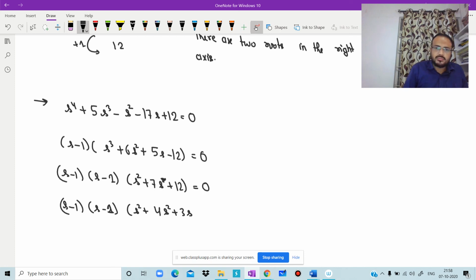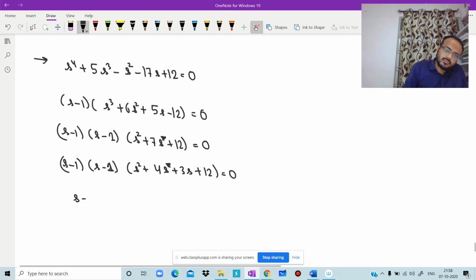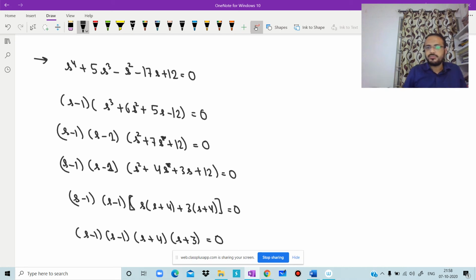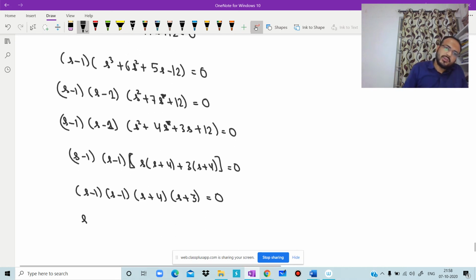4s plus 3s plus 12 is equal to 0, and s into s plus 4. So you will get s minus 1, s minus 1, s plus 4, s plus 3 is equal to 0. You will get s is equal to 1, 1, minus 4, minus 3.